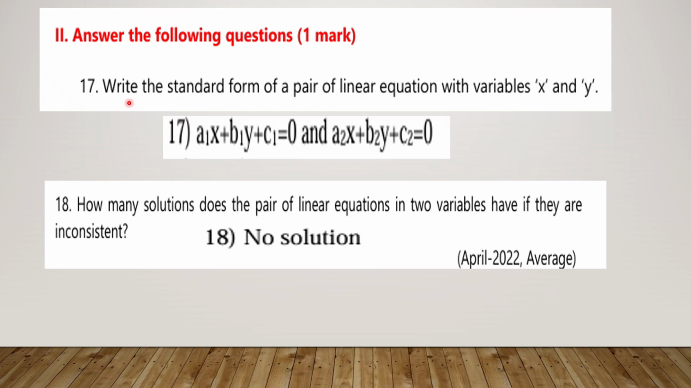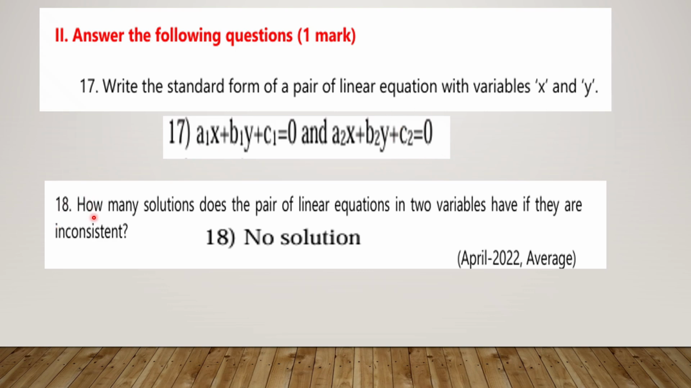Question number 17. Write the standard form of the pair of linear equations in the variables x and y. You already know the standard form of a pair of linear equations. Pair means 2. That is a1x + b1y + c1 = 0, and you can write the other equation as a2x + b2y + c2 = 0.